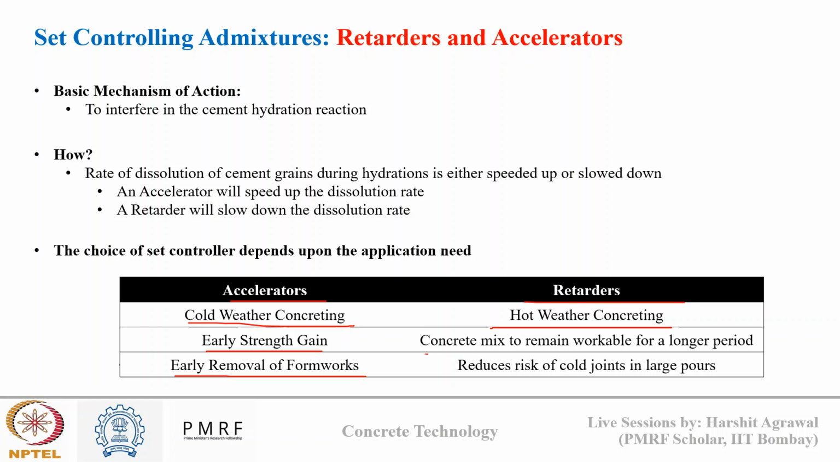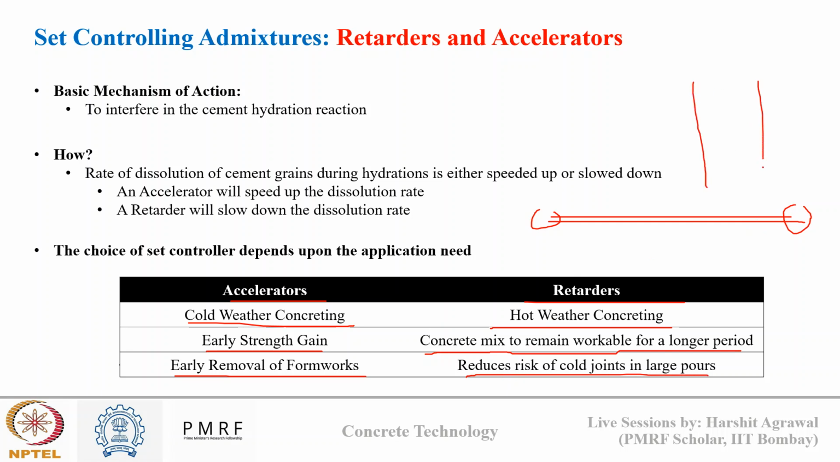Or when a concrete mix needs to remain in a workable state for a longer period. Suppose my mixing plant and my casting area are spaced apart, I will require a retarder so that my concrete remains workable for the desired time period. Or for reducing the risk of cold joints between large pours.